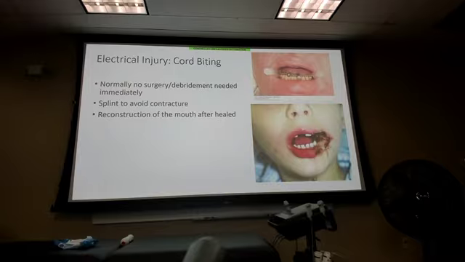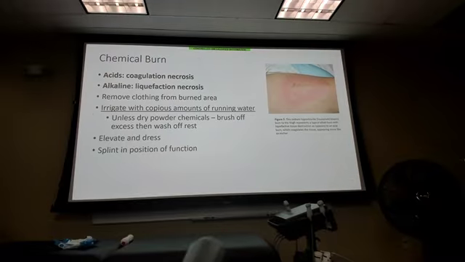For kiddos who potentially bit a cord and had an electrical burn from that, normally we don't need to debride anything, and there's normally no surgery initially. We'll splint it to help prevent a contracture, and then do reconstruction of the mouth after it's healed.